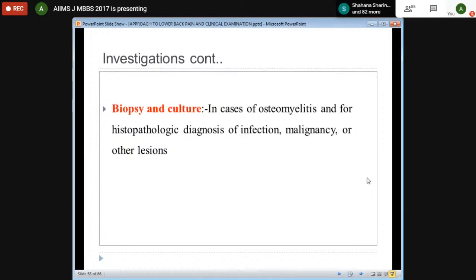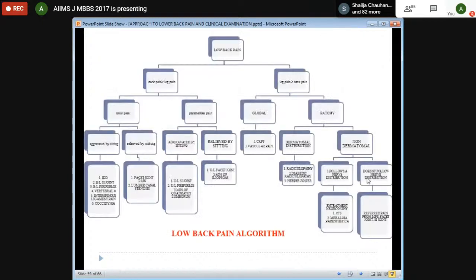Biopsy and culture is usually done for osteomyelitic cases and where a histopathological diagnosis of infection, malignancy or other lesions is suspected. This is an algorithm for low back pain. How do you diagnose low back pain?